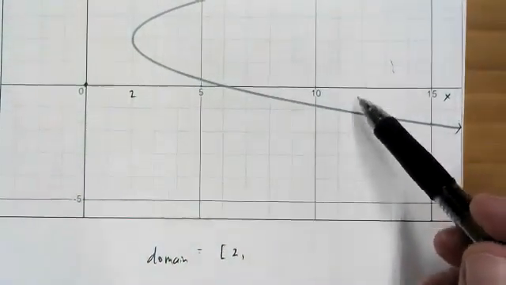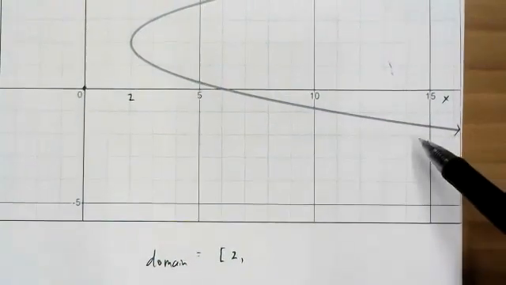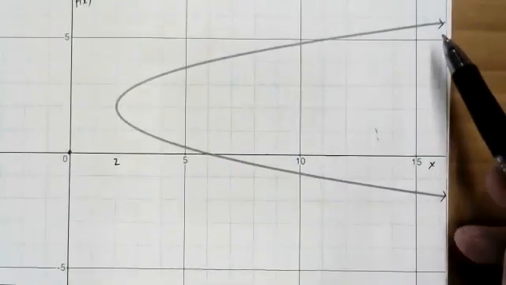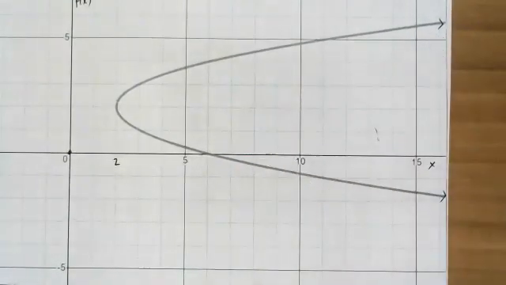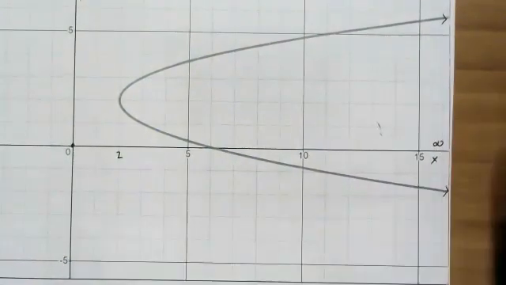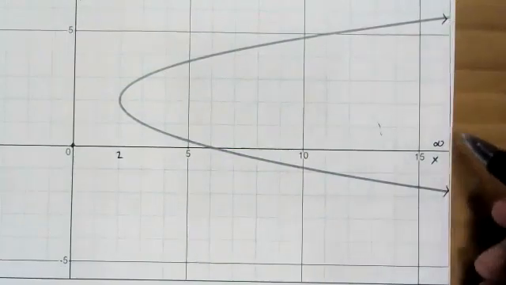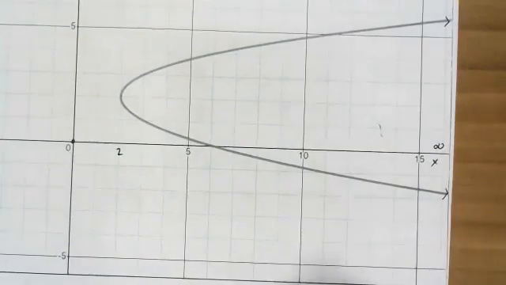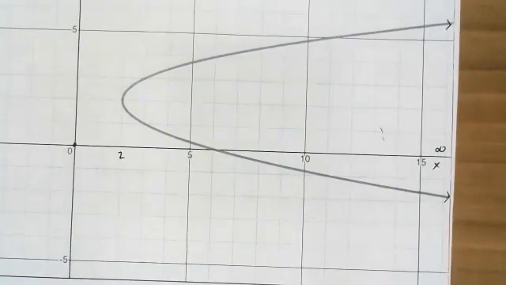But then what's the largest value of x where this graph exists? Well, you can see actually both the bottom and the top, they go on to the right and they go on forever. Once again, I could put infinity in here. So the largest value of x for this function is going to be infinity. So the domain of this function is 2 with the bracket to infinity.